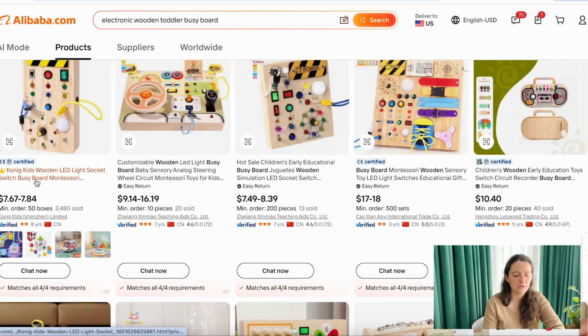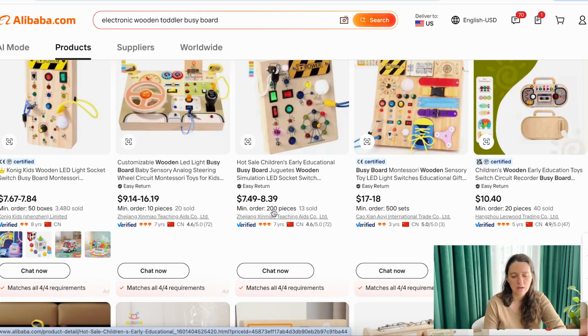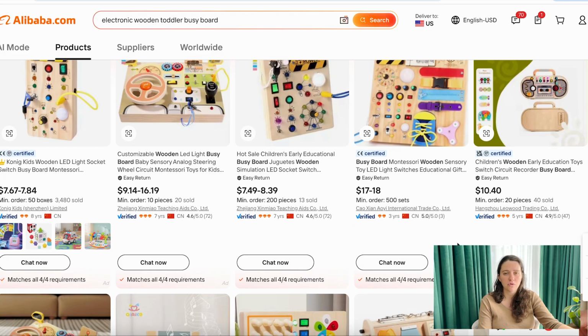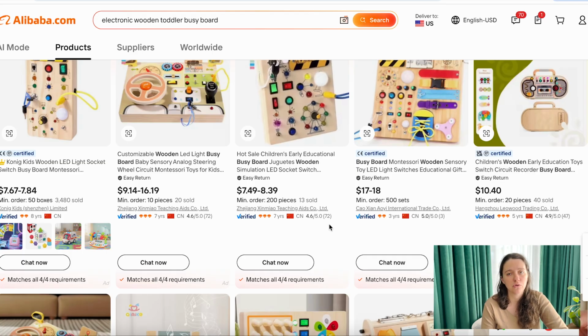I also look at the unit price, okay? So here the unit price is $767 to $784, and minimum order is 50 boxes. You can also see the minimum order amounts here, so the MOQs. If the MOQ is too high for me, like thousands for the first order, then I just don't look at those suppliers. I only choose the ones where the MOQ is like 100 or 200 pieces.